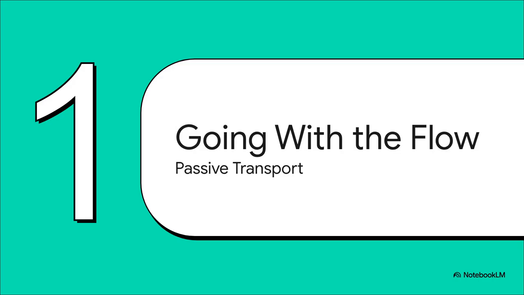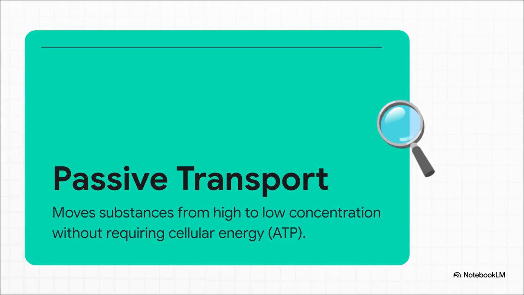Well, the first method is the simplest one. Think of it like floating down a lazy river. It's called passive transport, and it's the cell's way of letting things happen without having to lift a finger. Okay, the whole idea here is super intuitive. Imagine a super crowded room that empties out into an empty hallway. Where do people naturally go? From the packed room, the area of high concentration, to the open hallway, the area of low concentration.